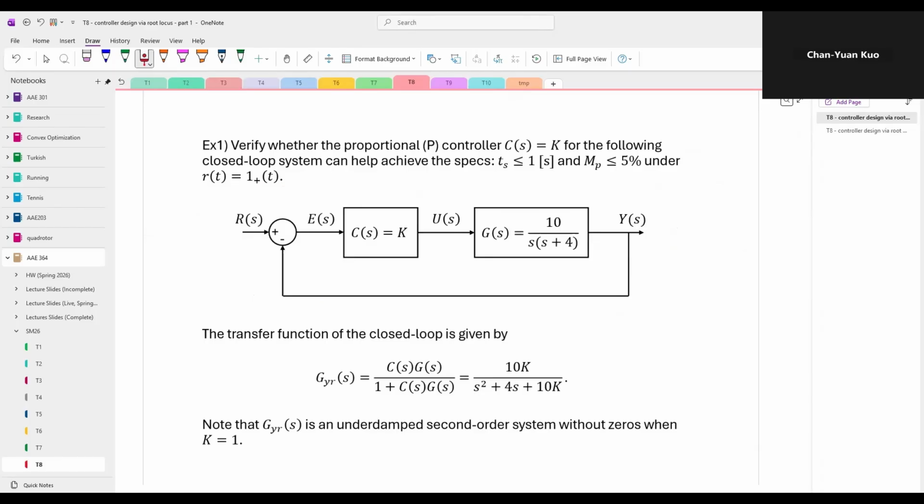And to do so, let's first note that the transfer function of the closed loop system is given by 10k over s squared plus 4s plus 10k, which is an underdamped second order system without zeros when the gain k equals 1.